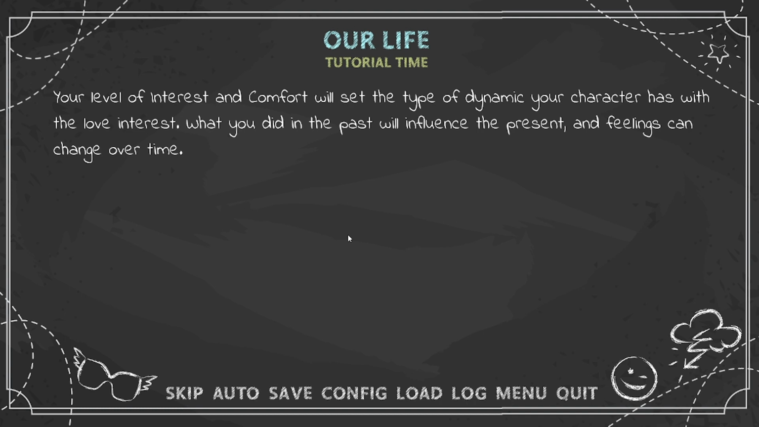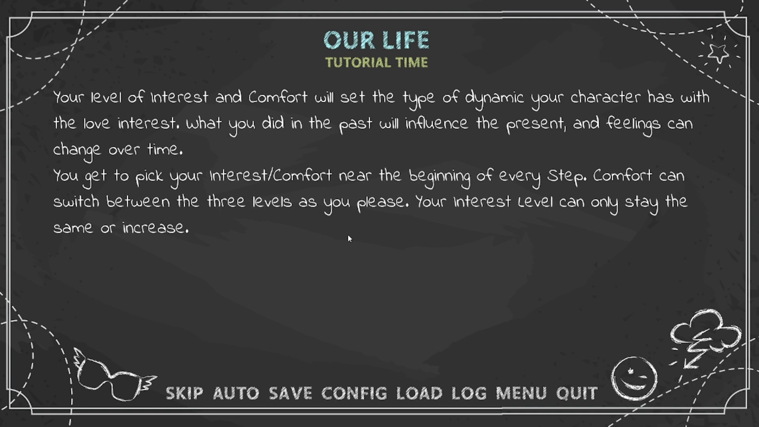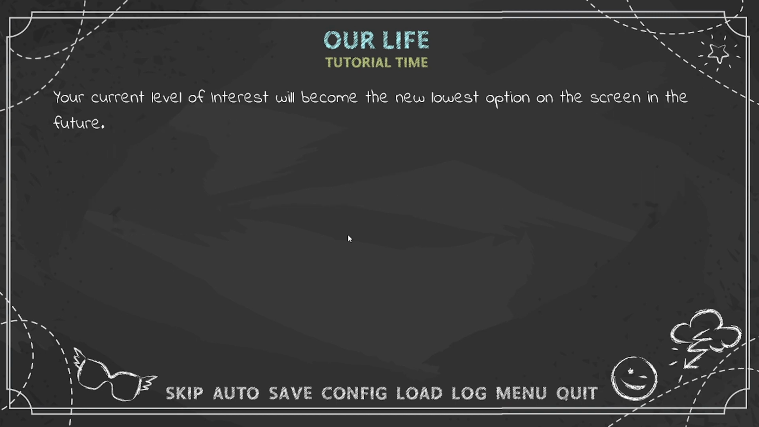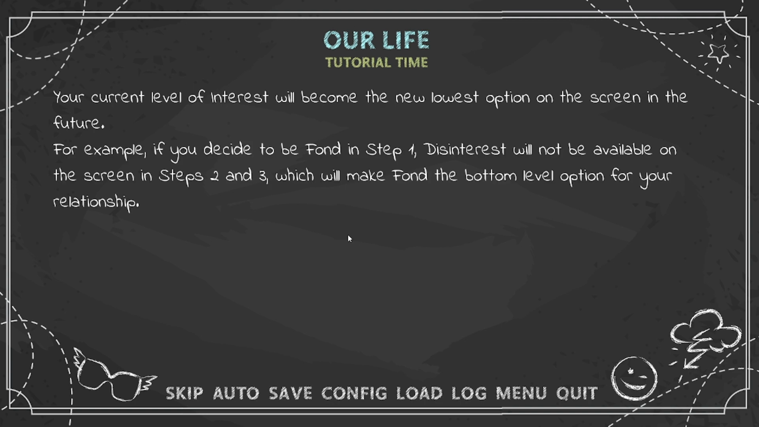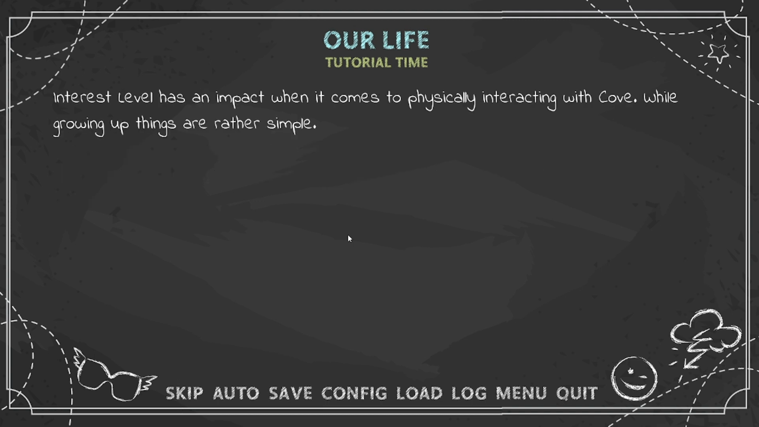What you did in the past will influence the present, and feelings can change over time. You get to pick your interest and comfort near the beginning of every step. Comfort can switch between the 3 levels as you please. Your interest level can only stay the same or increase. Your current level of interest will become the new lowest option on the screen in the future. For example, if you decide to be fond in step 1, this interest will not be available on the screen in steps 2 and 3, which will make fond the bottom level option for your relationship.